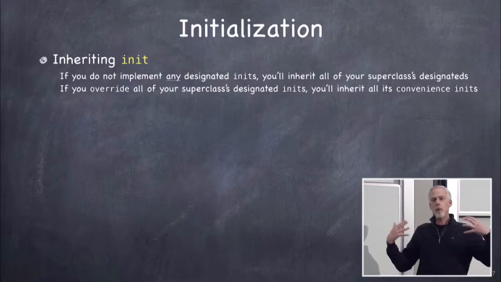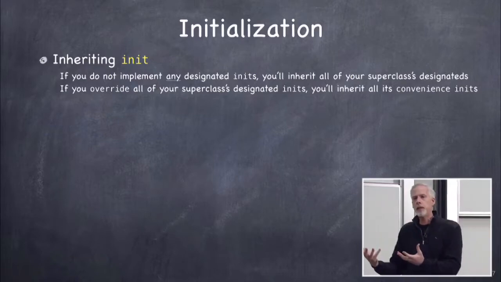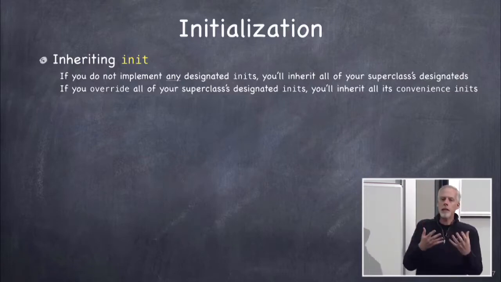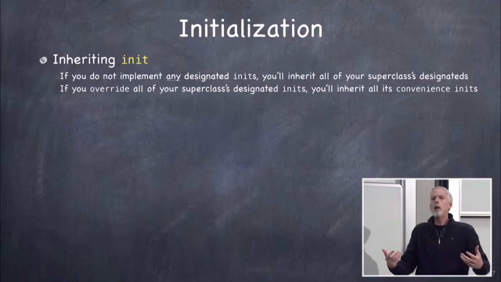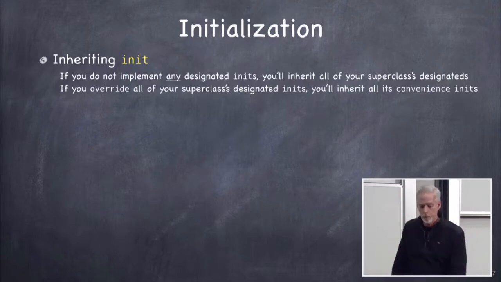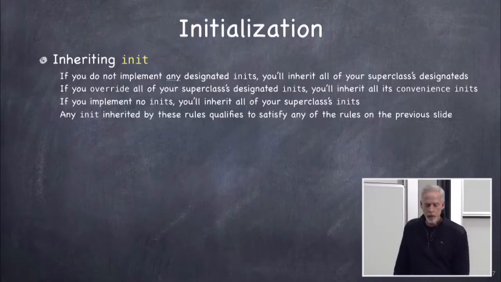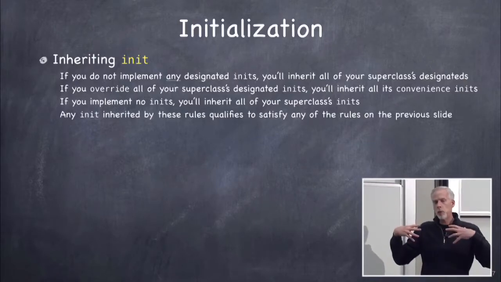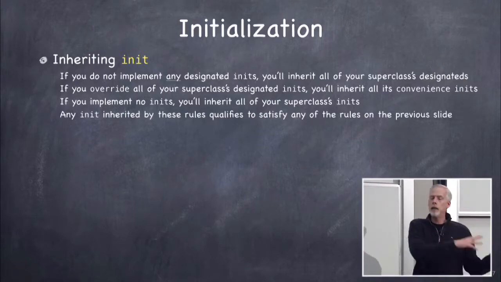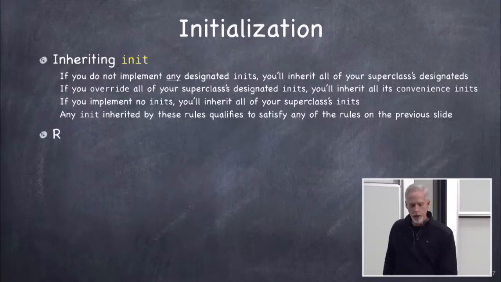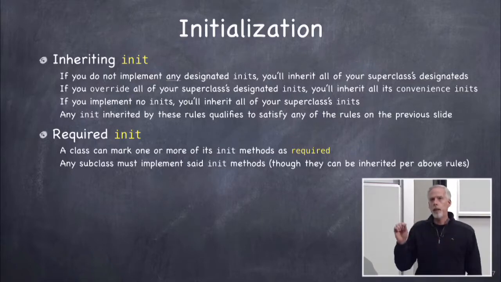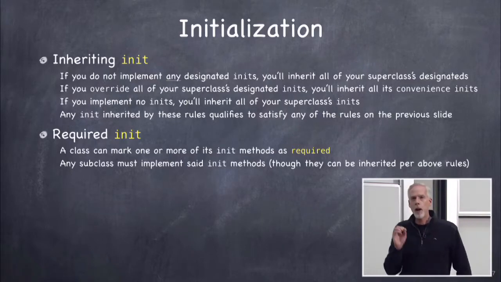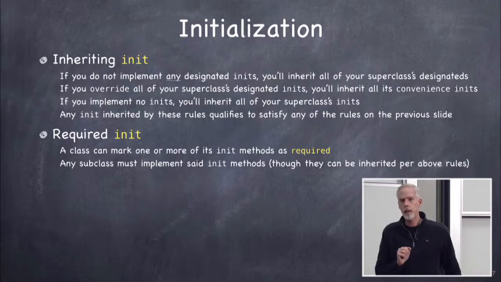Okay? Now, why is that? That's because your superclass, when it implements these convenience inits, it depends on the designated inits being implemented, so you have to implement them all. Of course, you could inherit them all by implementing none of them as well. Okay? So any init that you inherit by these rules can be used to satisfy any of these other requirements that we're talking about on the previous stage. You can make an init required. You just say required init. Okay, required is a keyword. And that will make it so the subclass has to implement that init. Okay, it's required.